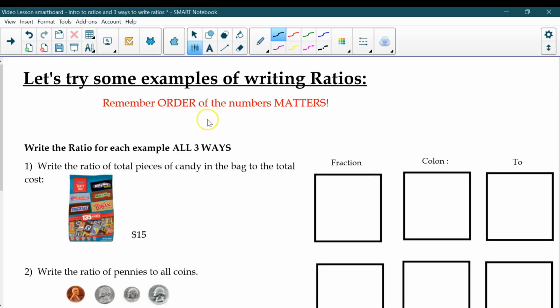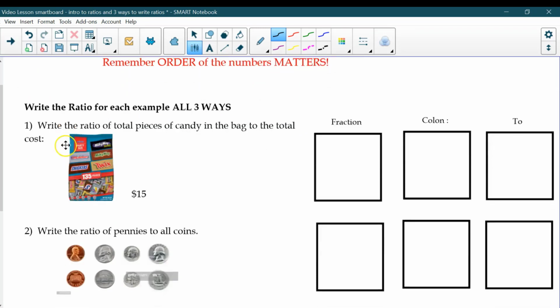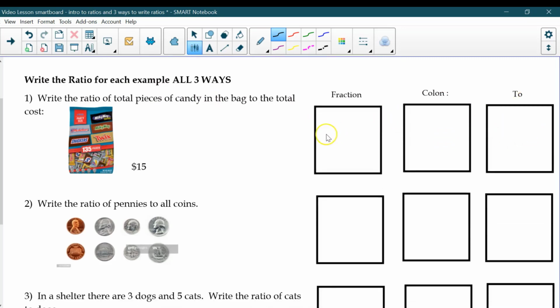Remember, order of the numbers matters. So this one says, write the ratios for each example all 3 ways: as a fraction, using the colon, and using the word "to". All of this is also in your notes, so make sure you are filling these in. This one says, write the ratio of what? And the first one is going to be total pieces of candy in the bag to the total cost.